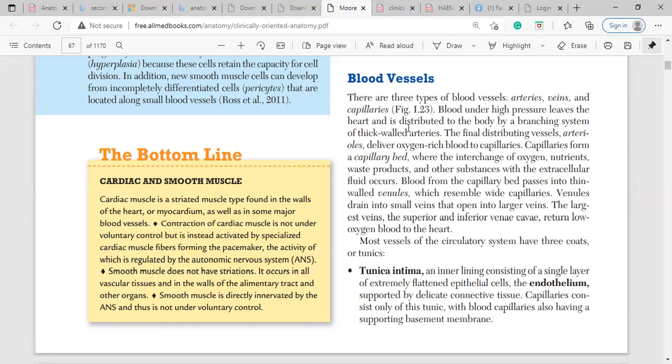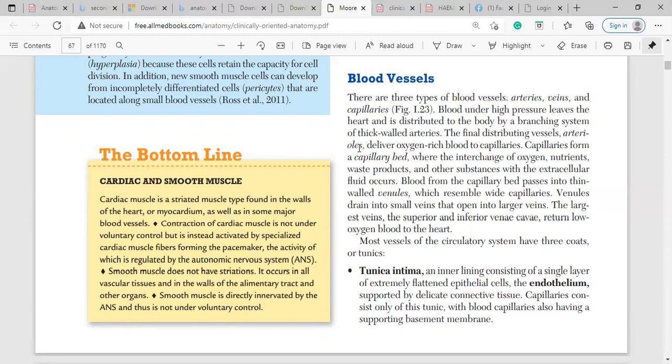Now, this aorta divides into other smaller arteries. The smallest arteries are called arterioles. Arterioles, you'll find it here, the final distributing vessels. So these are the smallest arteries that actually go to the capillaries.